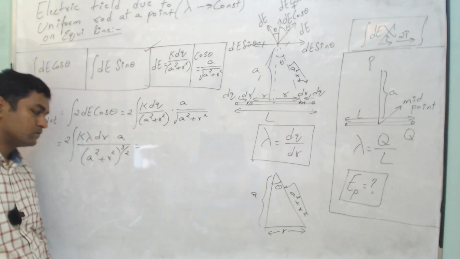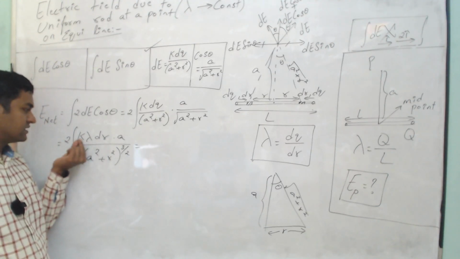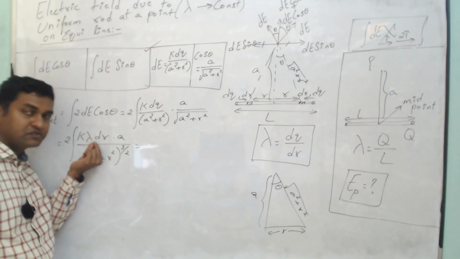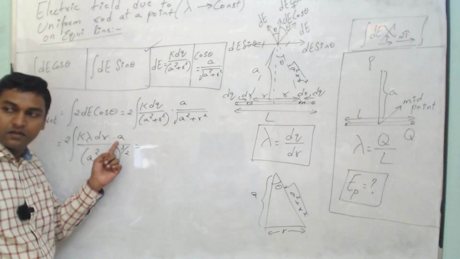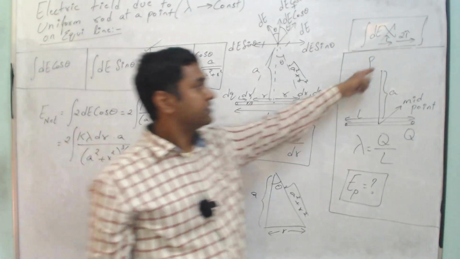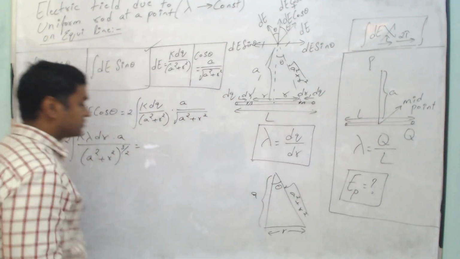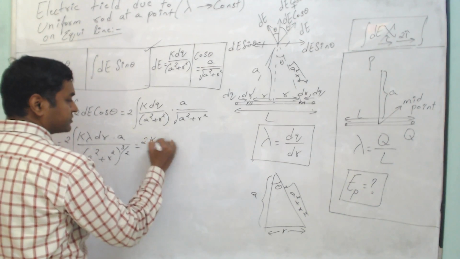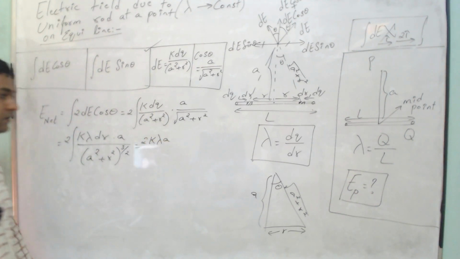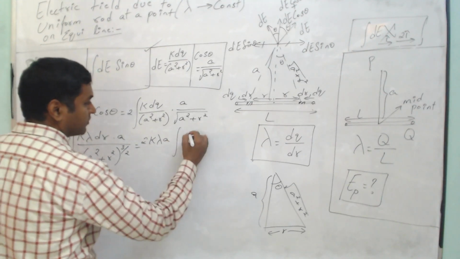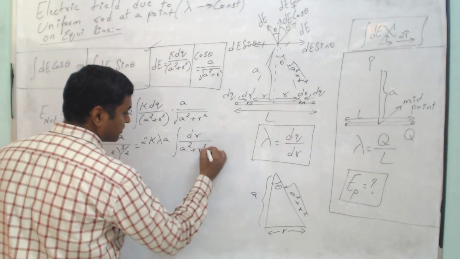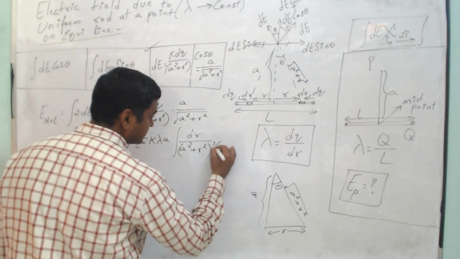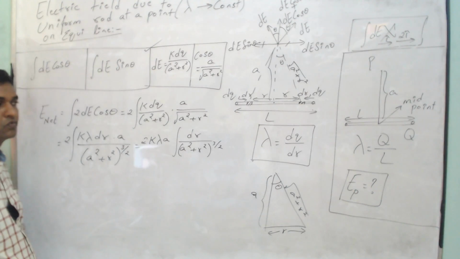Clear? Yes, sir. Now basically this k is a constant. Lambda is also a constant. Right? Yes, sir. And a is also a constant. Yes, sir. So basically I'll get all the constants outside: 2k lambda a. Fine? Yes, sir. Integral of dr upon a square plus r square whole to the power 3 by 2. Is this clear? Yes, sir.